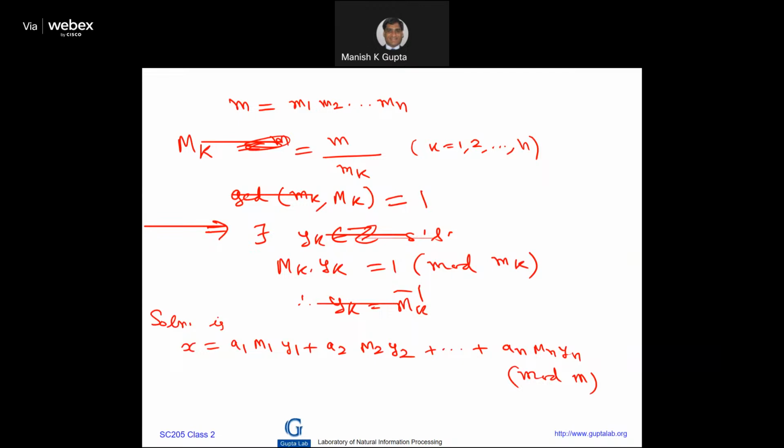Now, whether this solution will satisfy any of the previous equations. I'm saying that this is a solution modulo M, where M is the product of all the small Mi's. Whether this solution will satisfy any of the particular equations. For example, x is congruent to a1 mod m1, which is true, right? If you reduce everything to mod m1, all other terms will go off, and only one term will be left, right? So you can easily say that.